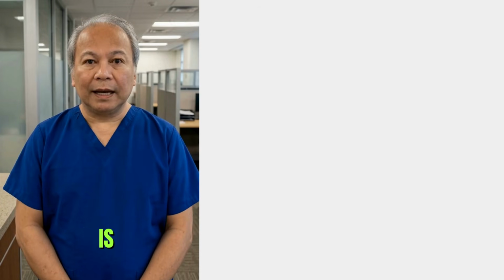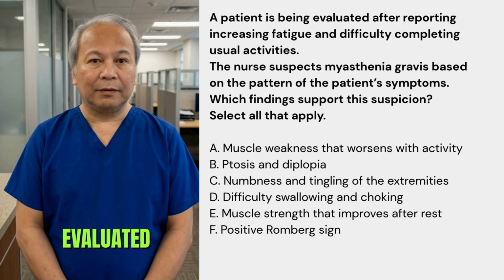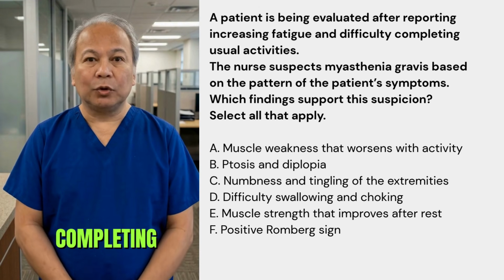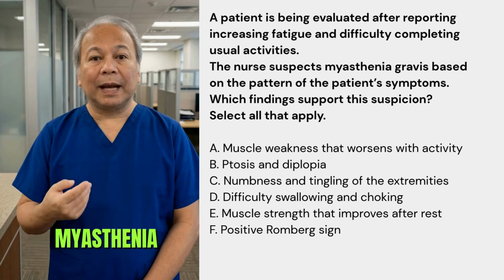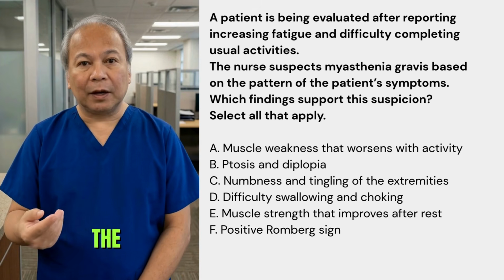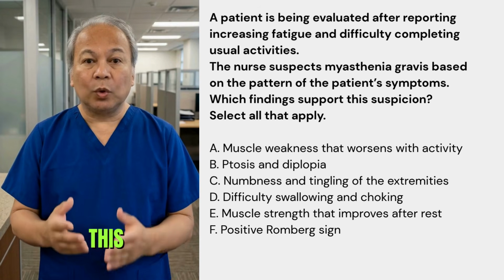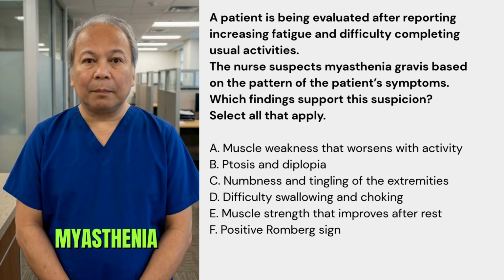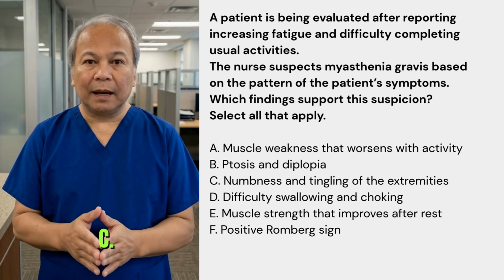Question 4 is a different type of neurologic disorder. A patient is being evaluated after reporting increasing fatigue and difficulty completing usual activities. The nurse suspects myasthenia gravis based on the pattern of the patient's symptoms. Which findings support this suspicion? Select all that apply. A. Muscle weakness that worsens with activity. B. Ptosis and diplopia.